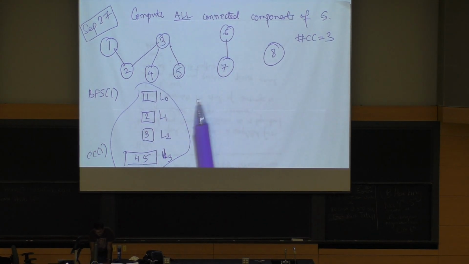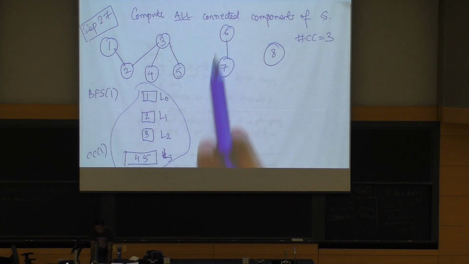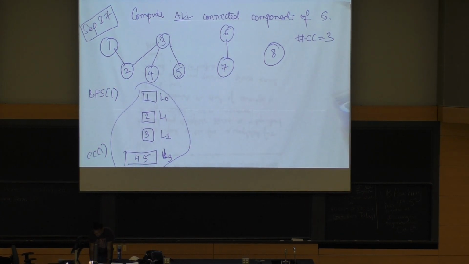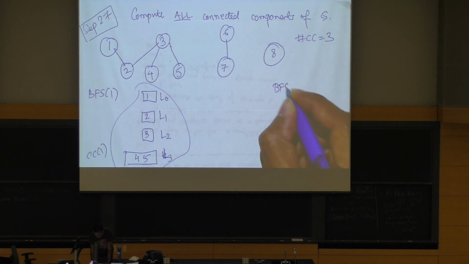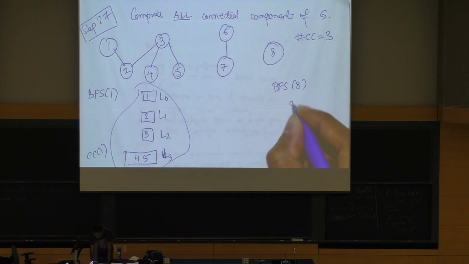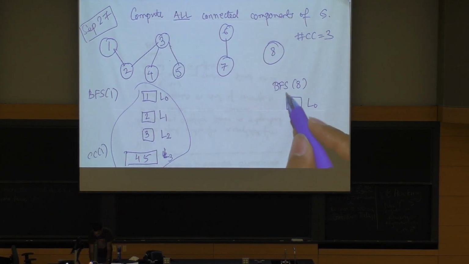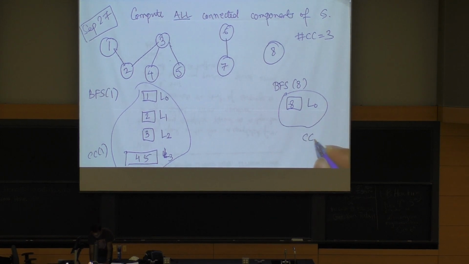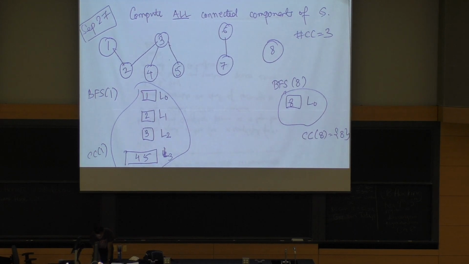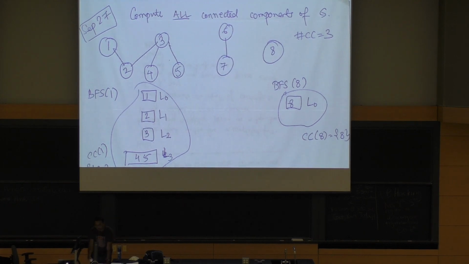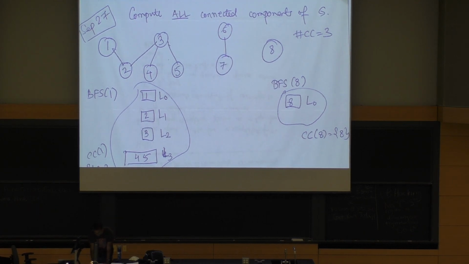So now you have handled 1 to 5, but 6, 7, 8 remain. Let's say you pick 8. So you run BFS on 8. 8 goes into layer 0, but then it stops there because there are no other vertices connected to 8. So the connected component of 8 is actually just 8. Let me just write this down. The connected component of 1 is 1, 2, 3, 4, 5. And then the only other vertices that are remaining are 6 and 7. Let's say I pick 7.